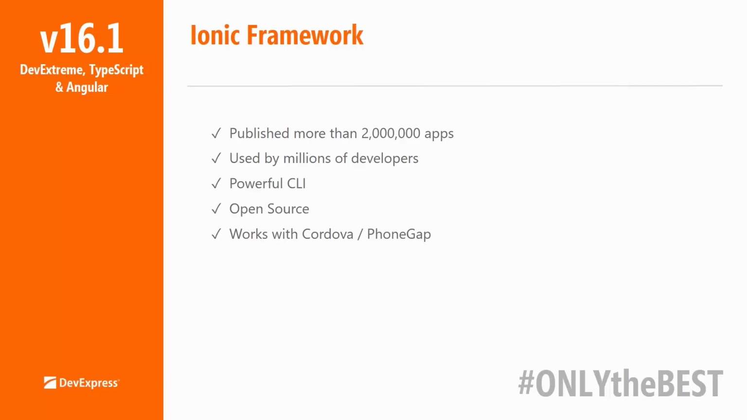We talked about the Ionic framework a little bit before. According to the website, there's more than 2.4 million apps published using Ionic. It's used by millions of developers in many, many countries around the world. As with, we're doing a lot more with CLIs these days. We're using Node, we're using NPM, we're using the Angular 2 CLI. Ionic has its own CLI as well.